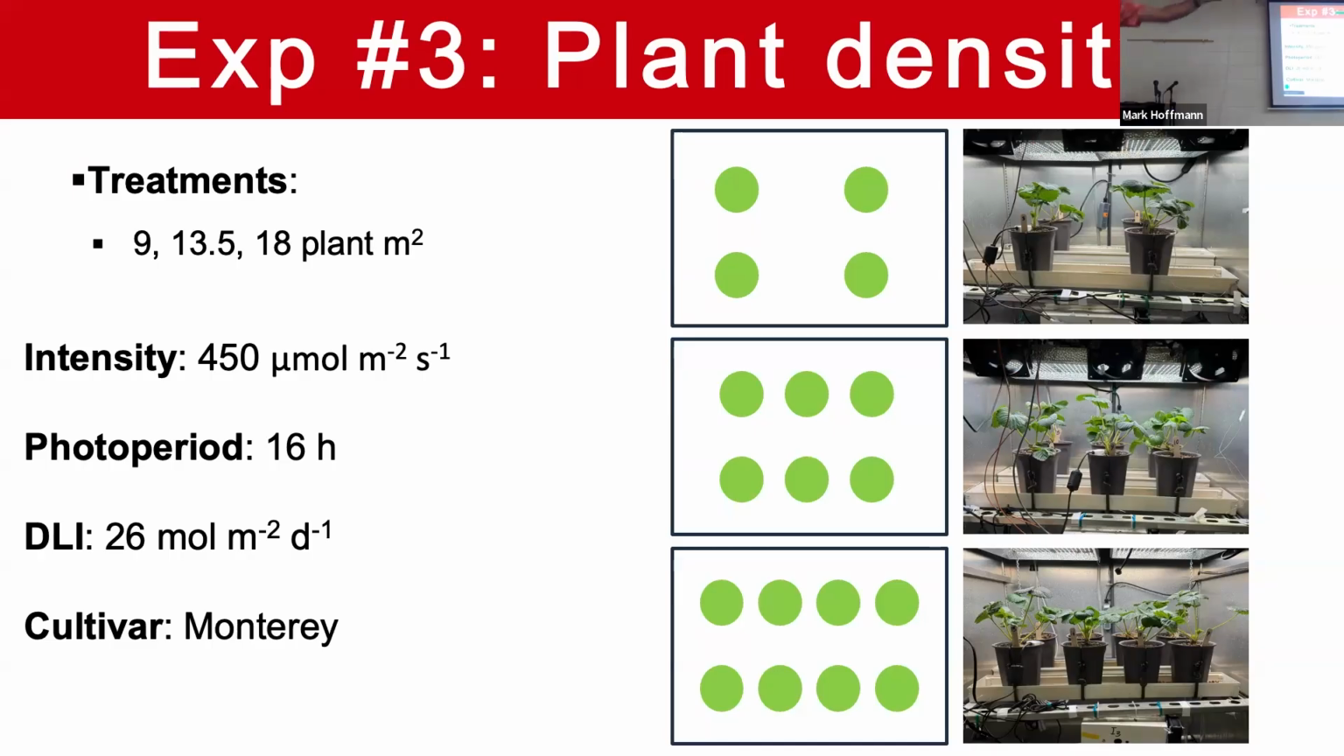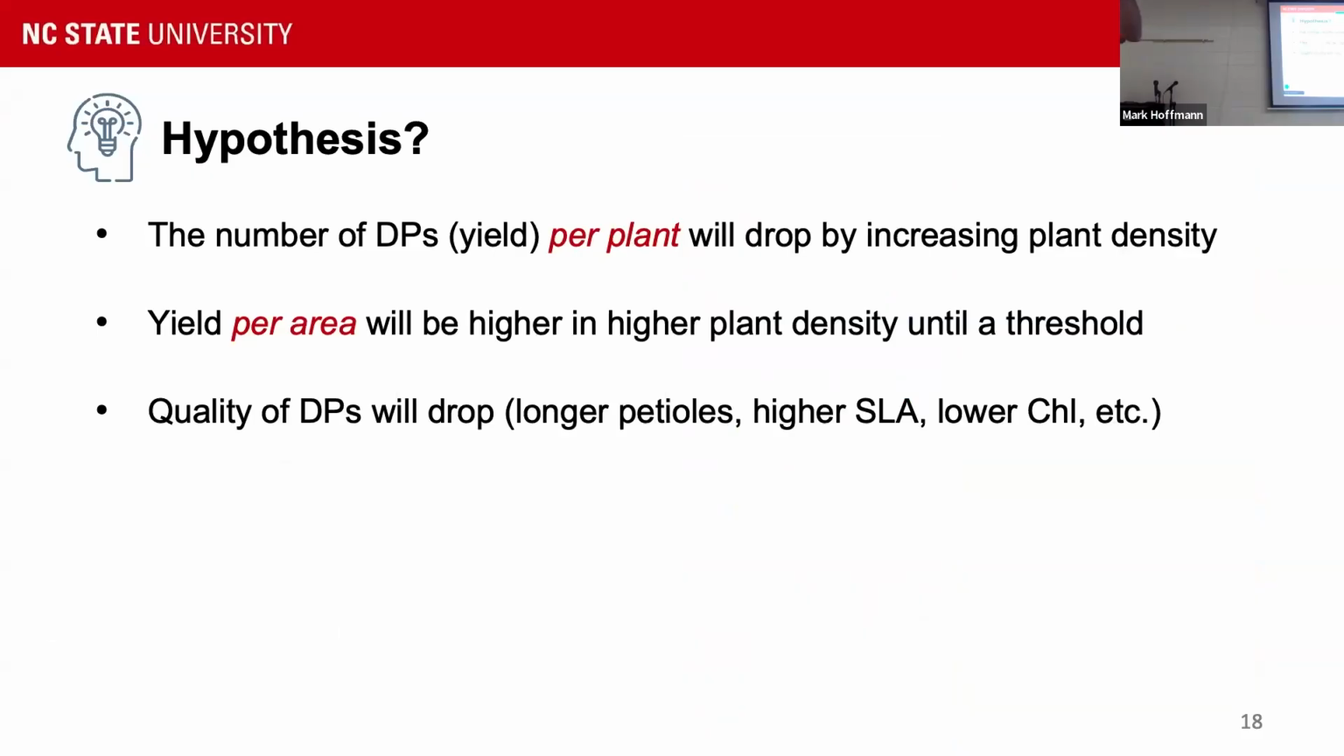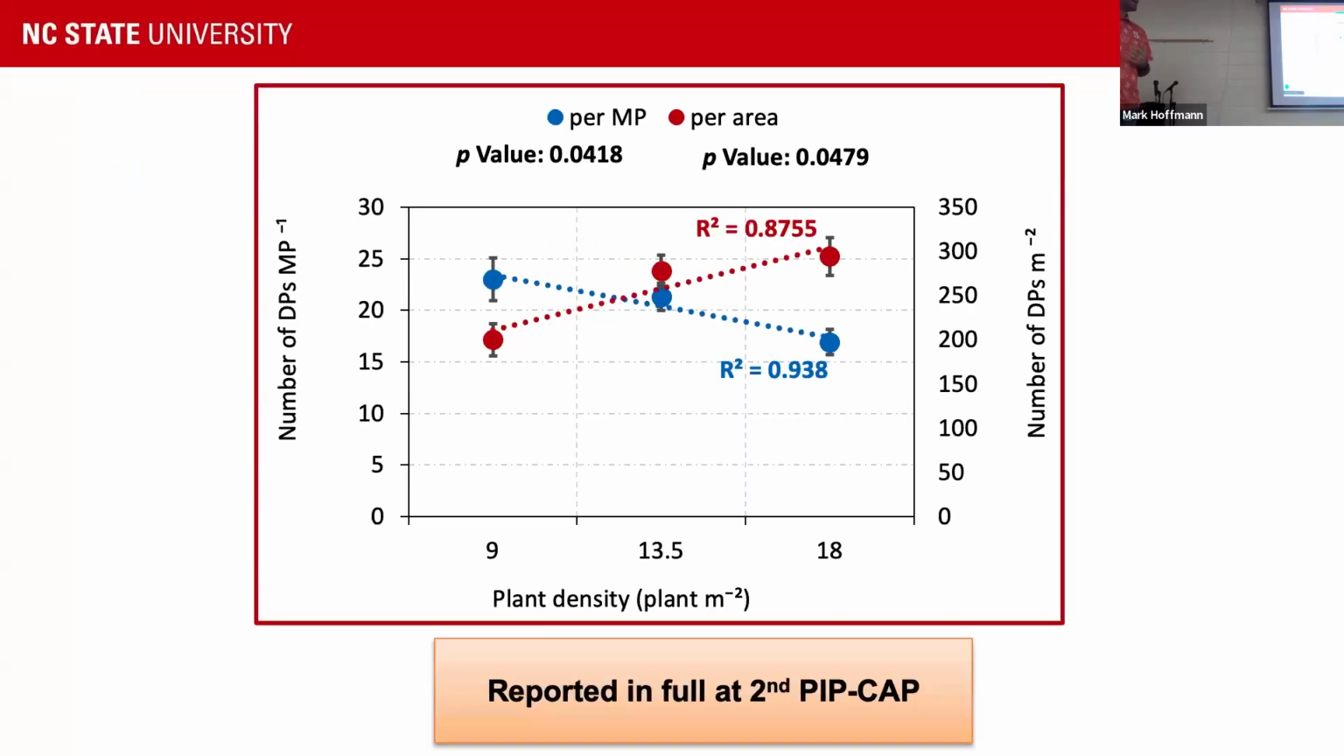So we increased the planting density, and we hypothesized that yes, the number of daughter plants per plant will drop because of the competition, but probably the yield per area will be higher in higher planting density, and the quality of daughter plants will also drop under higher planting density. And our hypothesis was approved.